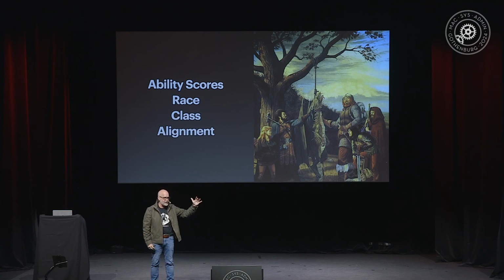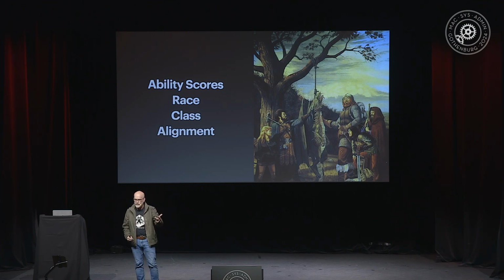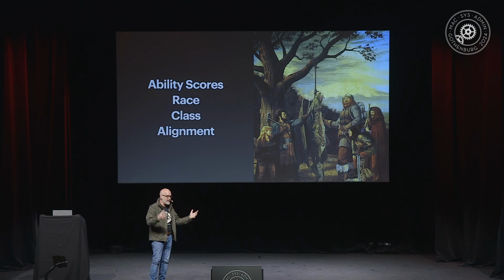They have ability scores. These are things like strength, dexterity, constitution, intelligence, wisdom, charisma. Those are the 6 ability scores that describe what your character can do or how good they are at certain things. There is a race, and so you could be human, but there's fantasy races like elves and dwarves and orcs and gnomes and halflings and all that.